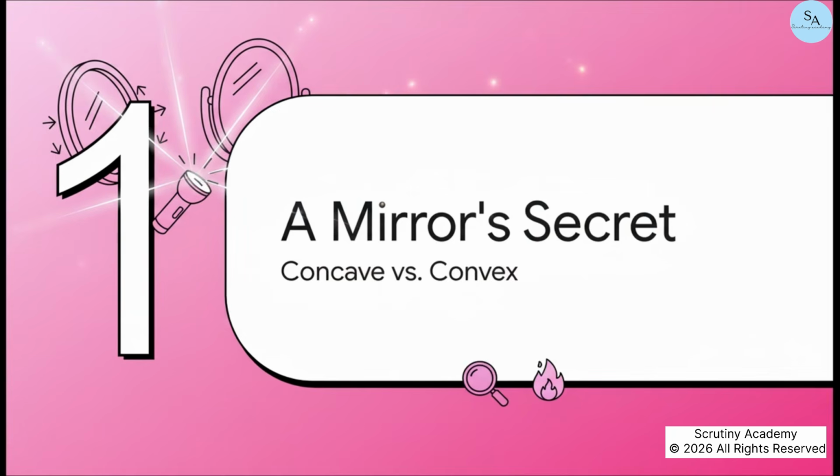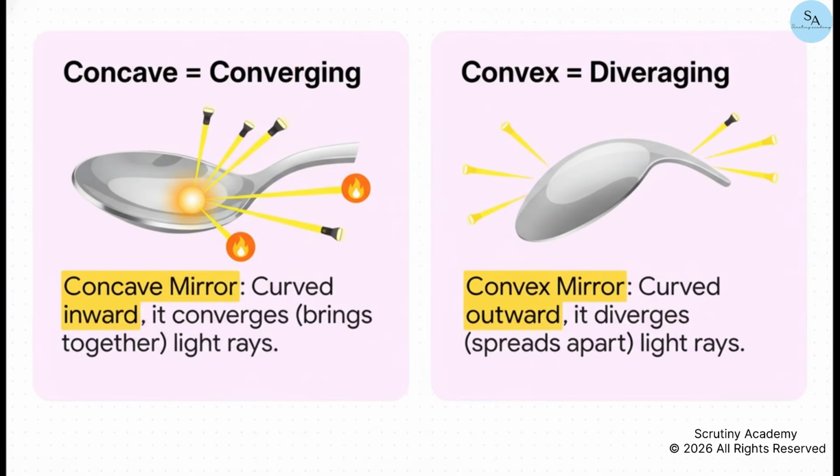So, to get to the bottom of this, we first need to meet the two main characters in our story, concave and convex mirrors. Honestly, understanding the difference between these two is the most important first step. And the difference is actually super simple. Just grab a spoon. A concave mirror caves in, right? It's curved inward, just like the part of the spoon that holds your soup. Its job is to bring light rays together, or converge them.